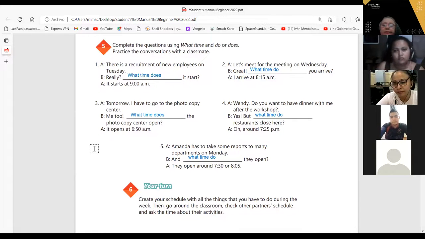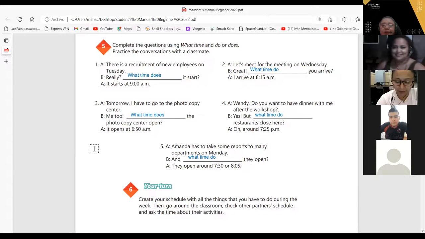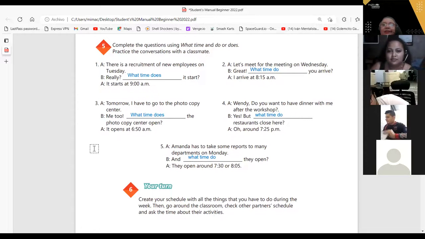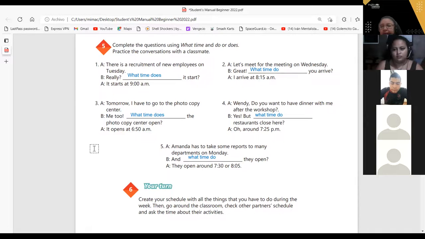Now, Mario, are you ready for number two? Yes, miss. Okay, Mario, choose a partner to practice conversation two. Carla Daniela. Okay, let's begin. Let's meet for the meeting on Wednesday. Great, what time do you arrive? I arrive at 8:15 a.m. Excellent, very well. Now conversation number three, it goes to Eric Ismael. Okay, you begin. Letter A. Choose a partner to read letter B. Jose Mauricio, you are letter B in conversation number three. Begin, okay.